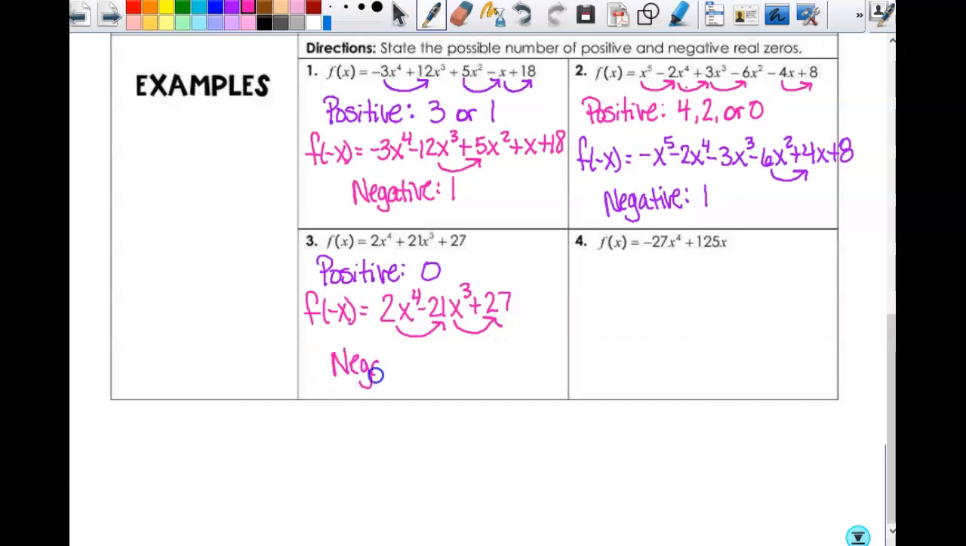So for negative, this tells me I have either 2 or 0 real negative zeros, which also tells me I have to have some imaginary ones because I can have up to 4 roots there. Okay, so these numbers do not always add up to give you that exponent. Keep that in mind as well. All right, so I'm going to give you a second. I want you to try number 4.